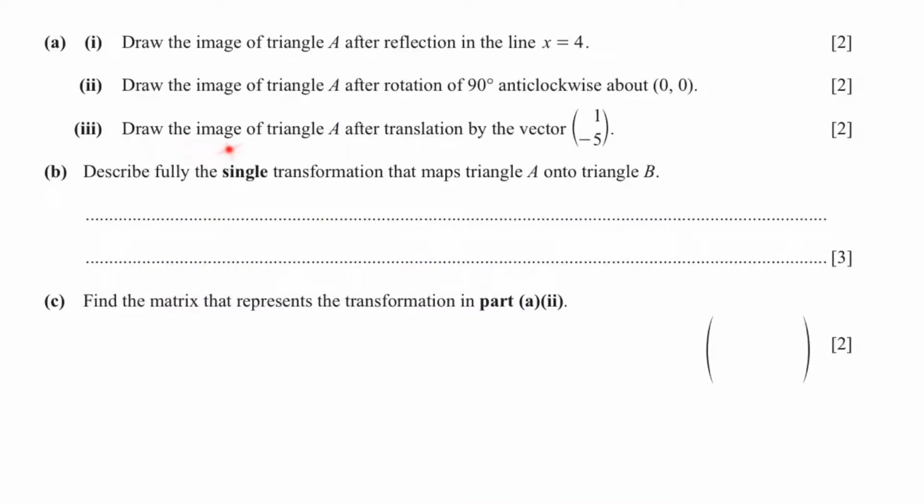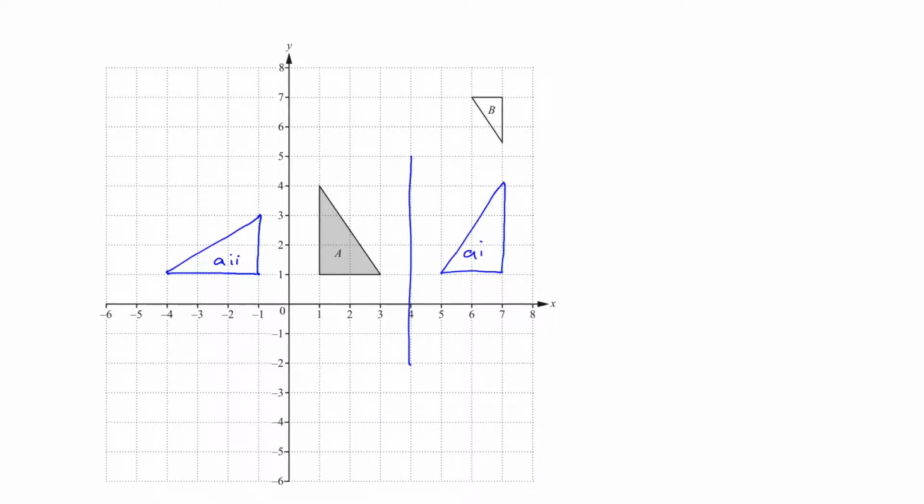Next, A3. Draw the image of triangle A after translation by the vector 1, negative 5. The top number represents the x coordinate, the down y. If it's positive, it will move to the right, the x coordinate, and if it is positive, the y will move up. If you have a negative x coordinate, it moves to the left, and a negative y coordinate, it moves down. So let's plot the triangle A after translation 1, negative 5.